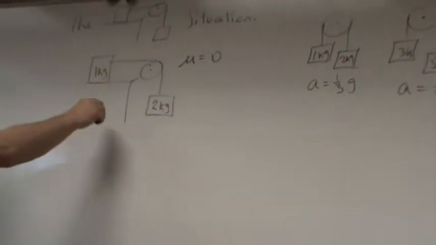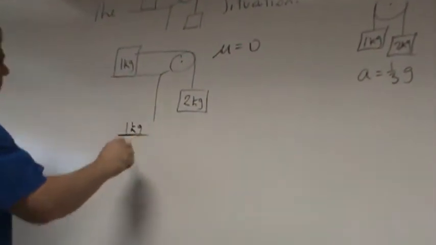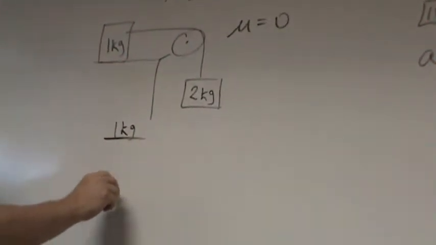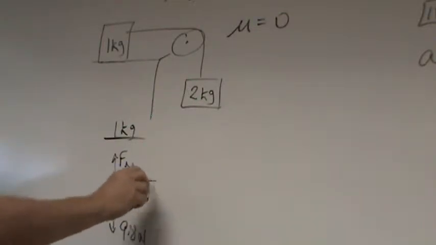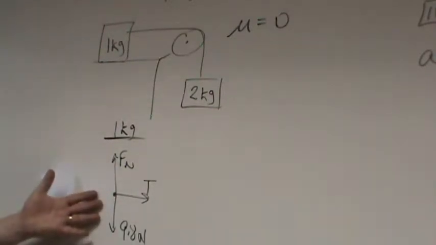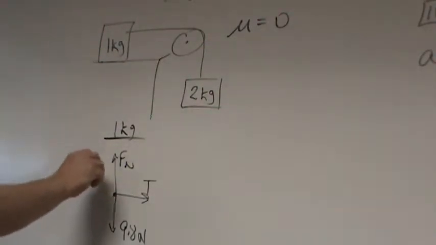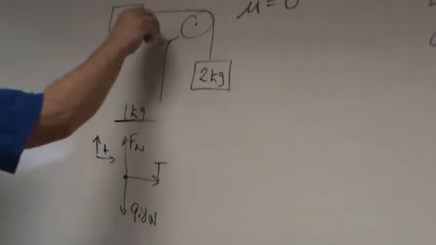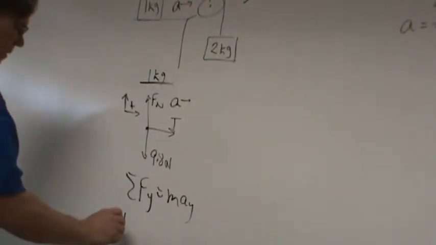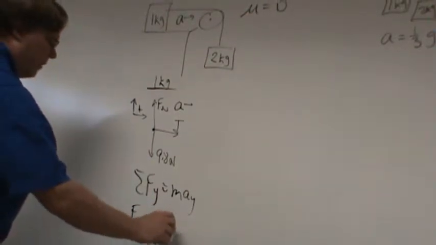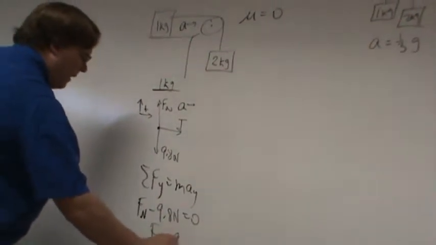So here we go. First of all, I got to do a free body diagram of both masses. So here's the 1 kilogram mass. There's normal force. There's its weight, which is 9.8 newtons. There's tension, and no friction force, so I don't have to put a friction force there. I'm going to define up as positive and to the right as positive. This guy is accelerating to the right. And so I'm going to do sum of the forces in the y direction equals may. I hope you see that there's no acceleration in the y direction. So I got normal force minus 9.8 newtons equals 0, or normal force equals 9.8 newtons.